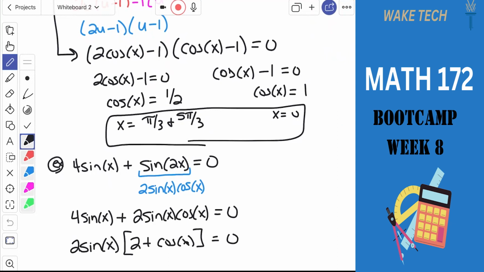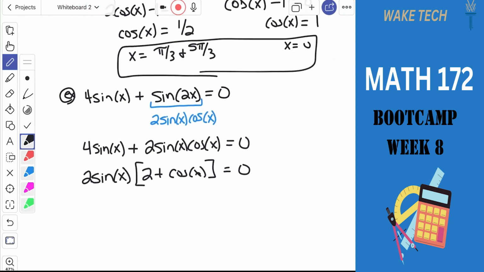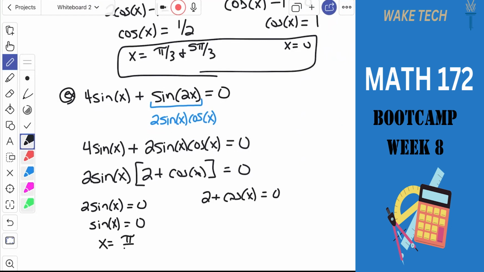We factored it. To solve it, the factors need to have a single trig function, which they do. We'll set the first factor equal to 0, the second factor equal to 0, and solve for x. This first one, if we divide both sides by 2, we get sine x equals 0. That happens when x is 0 or pi.